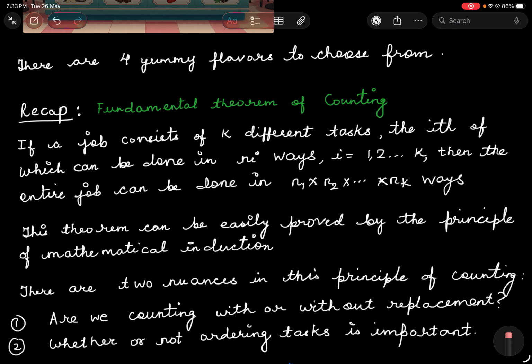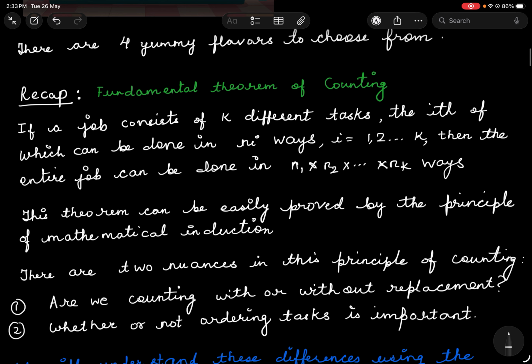So, suppose that a job consists of k different tasks, and each of those k tasks, the ith task, can be done in ni ways. So, task 1 can be done in n1 ways, task 2 can be done in n2 ways, and similarly task k can be done in nk ways. Then the entire job can be done in n1 into n2 into nk ways. Okay, so this is the theorem, this is what it means.